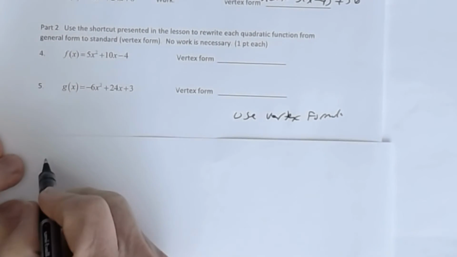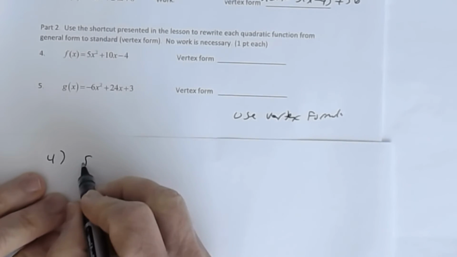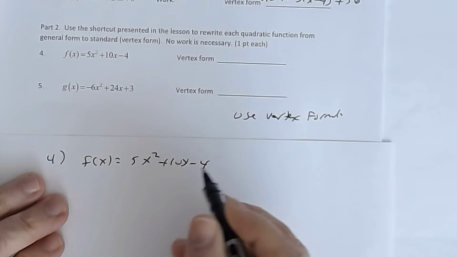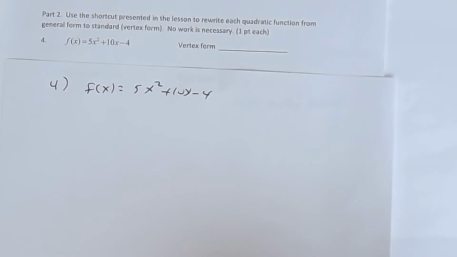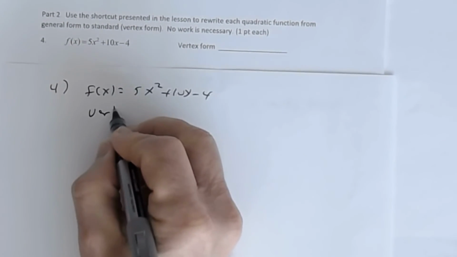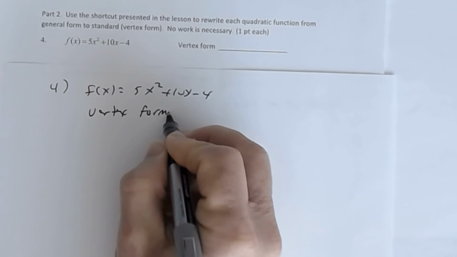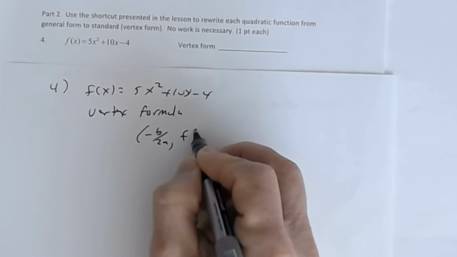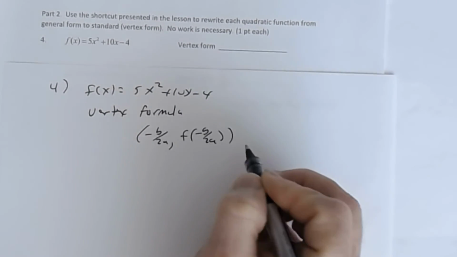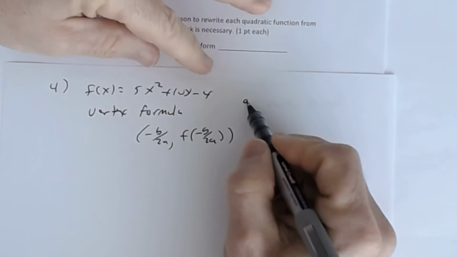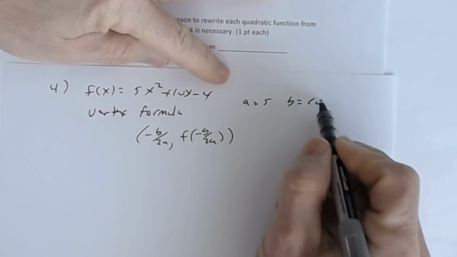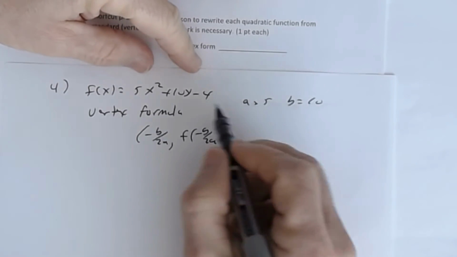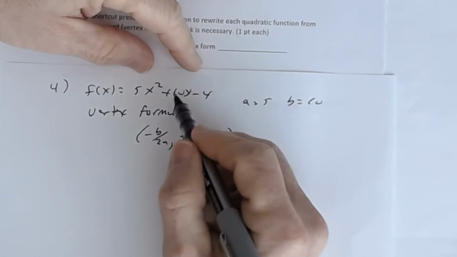So this would be number 4. So number 4, we have f of x equal 5x squared plus 10x minus 4. And remember the vertex formula is this. It's negative b divided by 2a, comma, and then f of negative b divided by 2a. And so a in this case is 5 and b is 10. Remember, a is the coefficient of x squared and b is the coefficient of x.